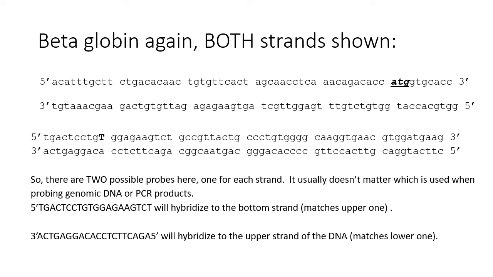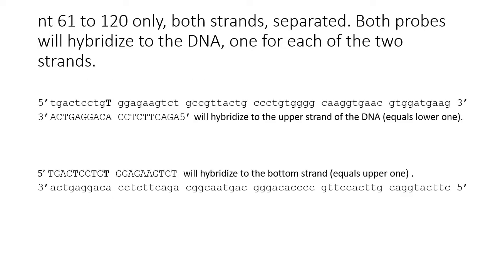The one will hybridize to the bottom strand, has the same sequence as the upper strand, and the other one will hybridize to the upper strand, and it matches the lower strand. So when you're probing DNA from genomic double-stranded DNA, you can choose either oligo. Doesn't really matter. This is the same thing I just wrote. This one will hybridize to the upper strand. The other will hybridize to the bottom one.